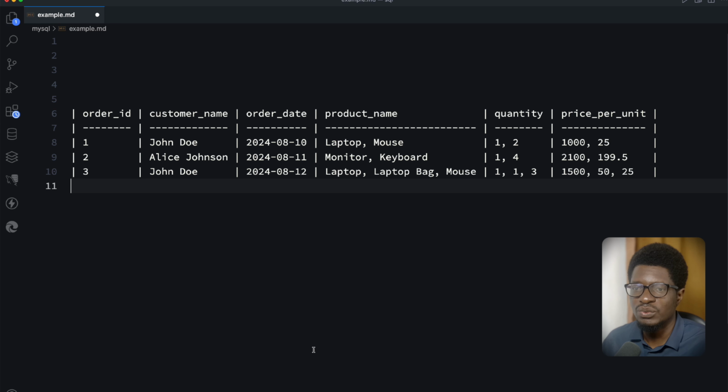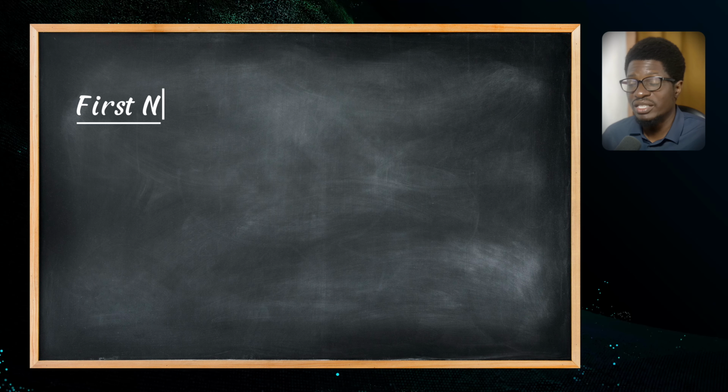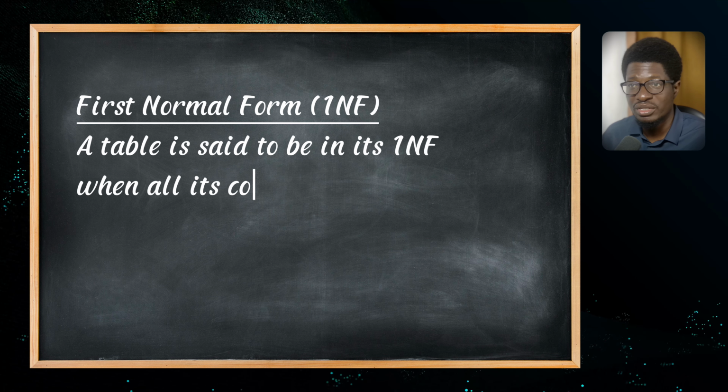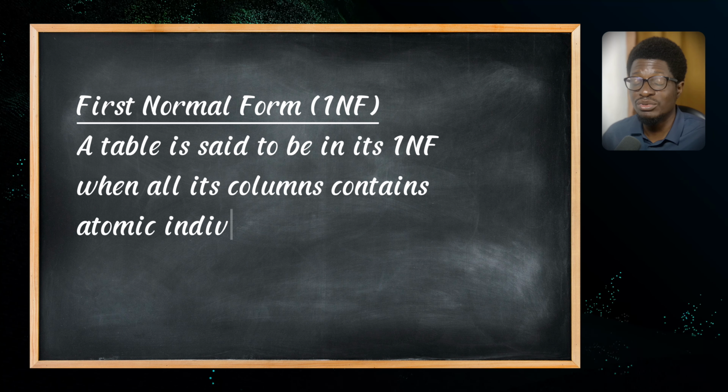We start with what? The first normal form. Then we go to the next forms like that. So let's start and let's see what the first normal form is all about. A table is said to be in its first normal form when all the columns contain atomic, indivisible values.